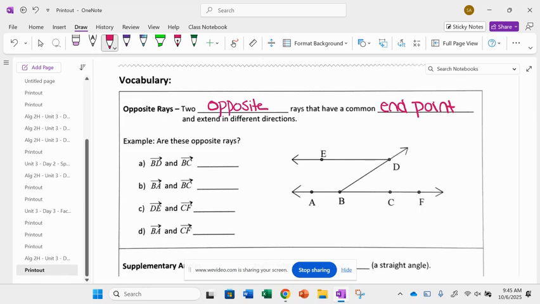and extend in different directions. Sorry, I'm going to say two collinear rays, collinear. Who remembers what collinear means? Anybody remember collinear? They have to be on the same what? Line. Two collinear rays that have a common endpoint and extend in different directions.